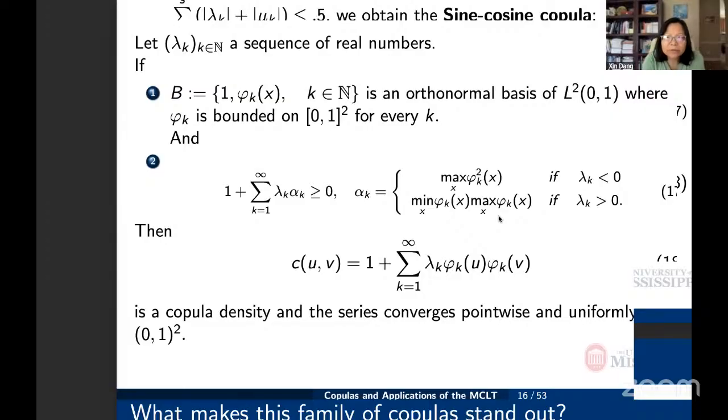Nangla, we can't hear you. I would say when you can combine the sine and cosine. Oh, okay. Oh, okay.